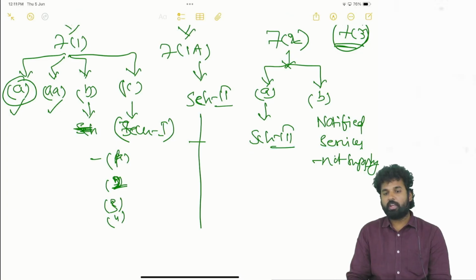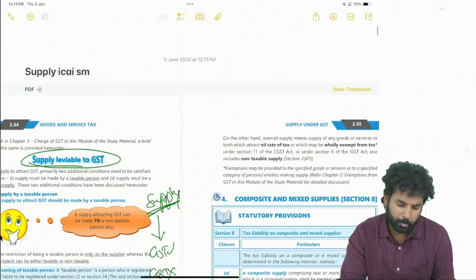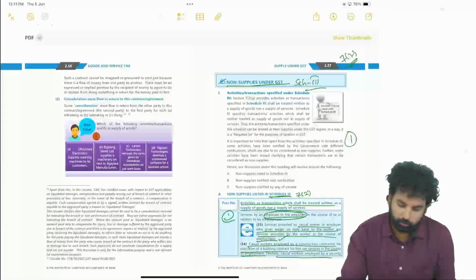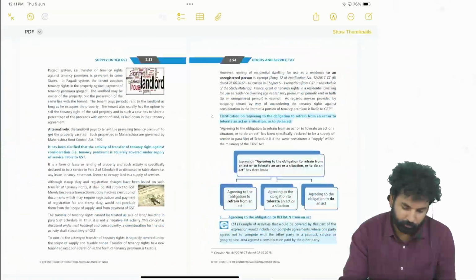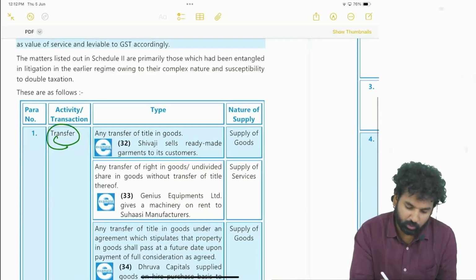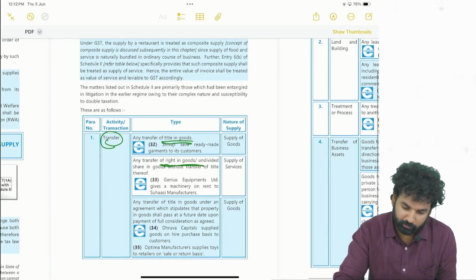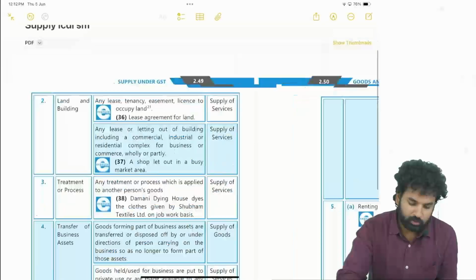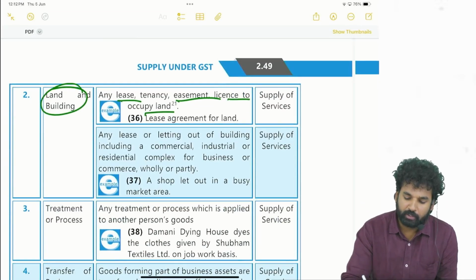First point is with respect to transfer of goods. Second point is with respect to schedule 2, point number 2, para number 2. Okay, just a minute, we'll see. No, that's not. See here, this is transfer of title in goods, one thing. Next, right in goods, second one. Next, land and building. With respect to land and building, so lease, easement, license, tenancy, whatever it may be, that is supply of service.